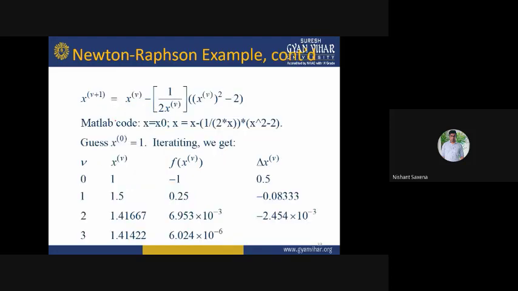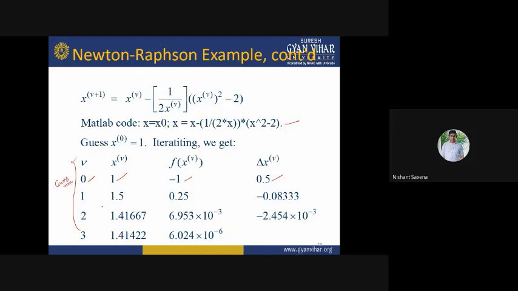After this, we have just calculated the various values of x, f of xv, and deviations by using this MATLAB code. We have written the MATLAB code, and we have gone through the various iterations. Then when we do this, we will be finding out that for the zeroth iteration, we are getting xv equal to 1, f of xv equal to minus 1, and deviation of 0.5. Okay, we are guessing this. This is the initial guess which we do.